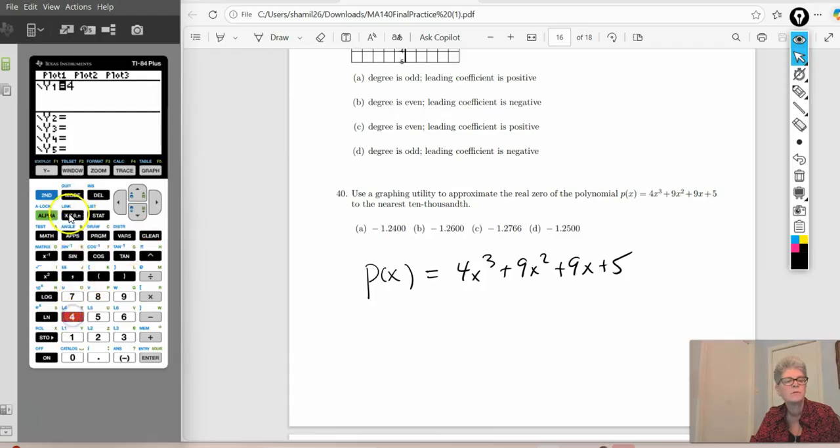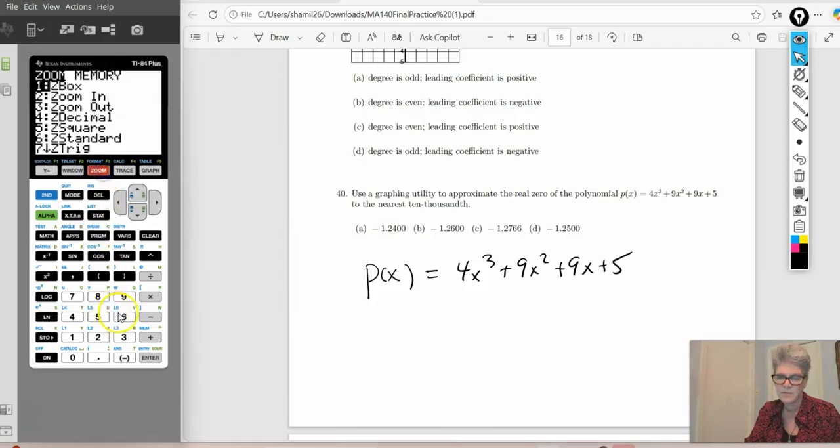So 4x cubed plus 9x squared plus 9x plus 5. Okay. Yeah, looks good to me. And then I'm going to start with a zoom 6.